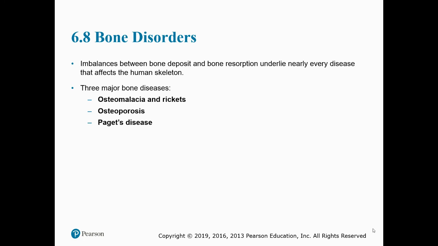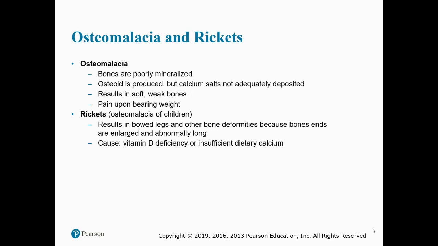So the first ones that we're going to talk about are osteomalacia and rickets, and they're kind of associated with each other. And it kind of just depends on your age as to which one of these you would actually acquire. When we look at osteomalacia, it's usually because of poorly mineralized bone.